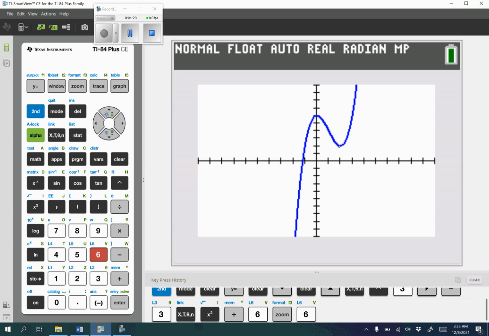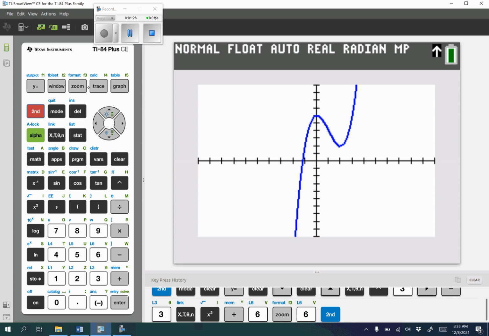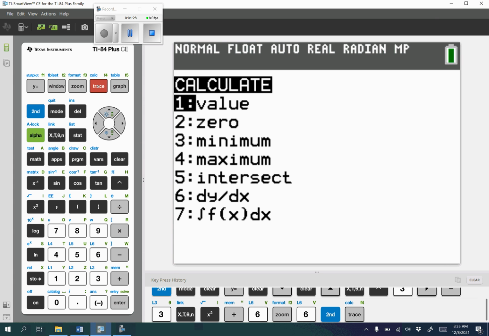So let's first do the turning point. So let's do the local max here, okay? So I'm going to do second trace, and then we're going to go to number 4 for maximum. So I'll just go ahead and scroll so you guys can see here, okay?